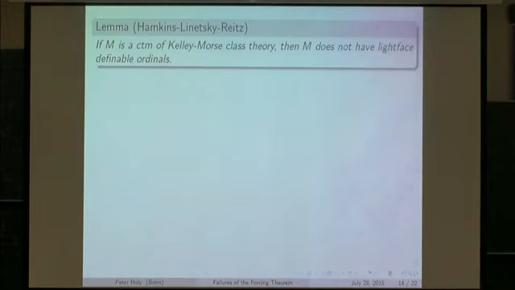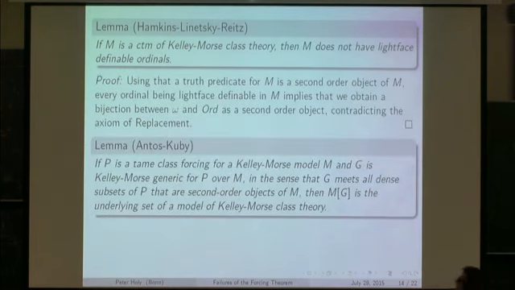Another lemma that I'm going to use is the observation that if M is a countable transitive model of Kelley-Morse class theory, then M does not have light-face definable ordinals, and I think there's a proof on this slide. Sorry, to have light-face definable ordinals is supposed to mean every ordinal is light-face definable. You're right, of course. Your version is slightly too strong.